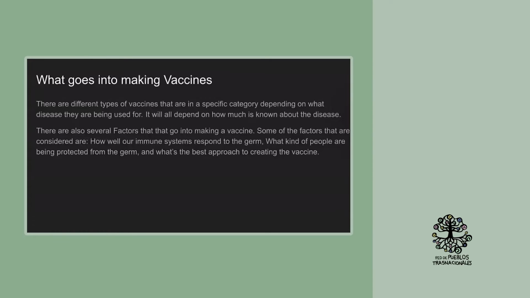There are many different types of vaccines that are in a specific category depending on what disease they are being used for. It would all depend on how much is known about the disease and how long it's been around. There are also several factors that go into making a vaccine. Some of these factors that are considered are how well our immune systems respond to the germs, what kind of people are being protected from the germ, and what kind of approach is best in order to create the vaccine.